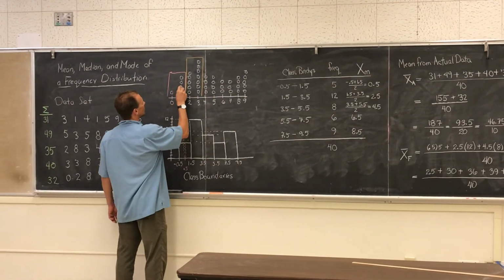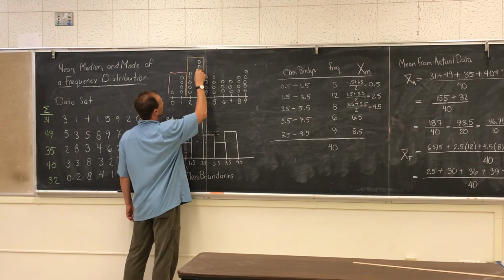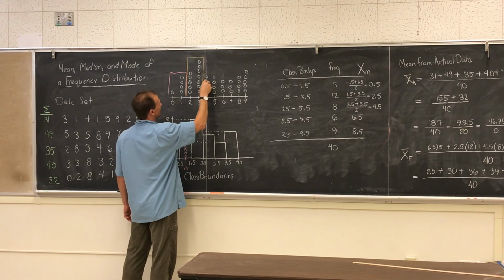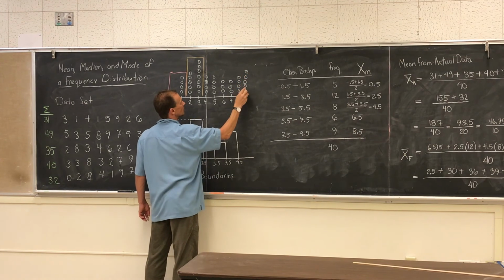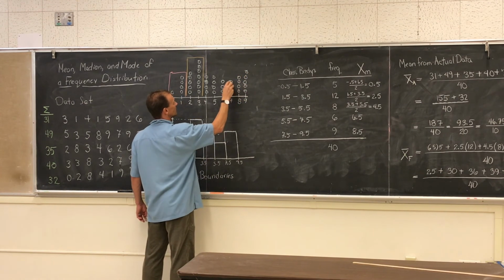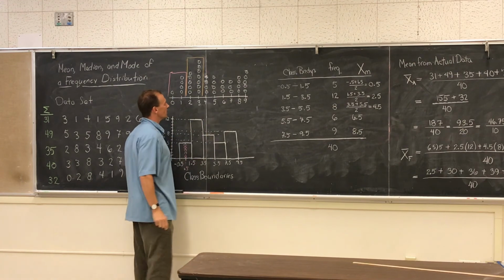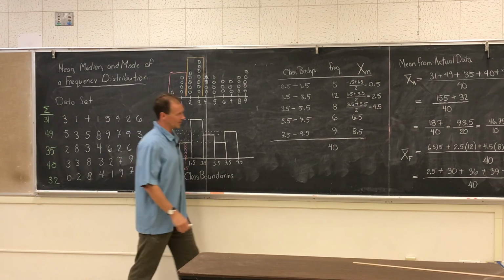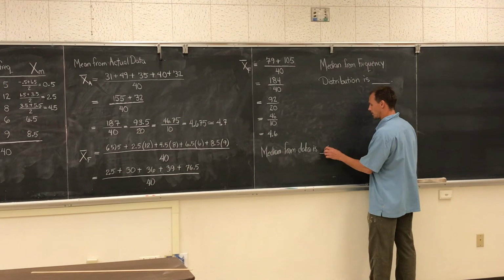Here we go. 1, 2, 3, 4, 5, 6, 7, 8, 9, 10, 11, 12, 13, 14, 15, 16, 17, 18, 19, 20. So that's counting from the bottom. From the top, 1, 2, 3, 4, 5, 6, 7, 8, 9, 10, 11, 12, 13, 14, 15, 16, 17, 18, 19, 20. And there it is. So the median is between those two fours. So there we go. Our median from our data set is 4.